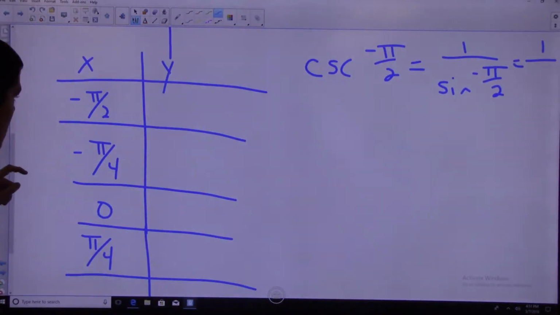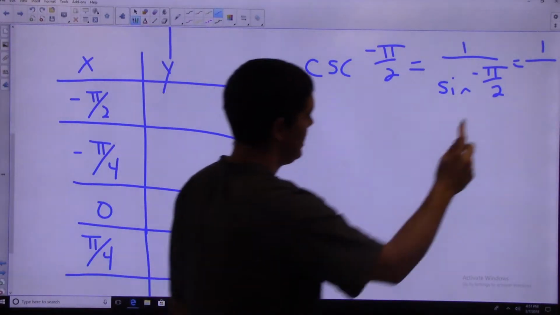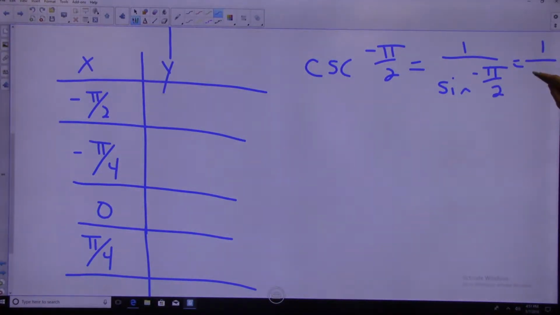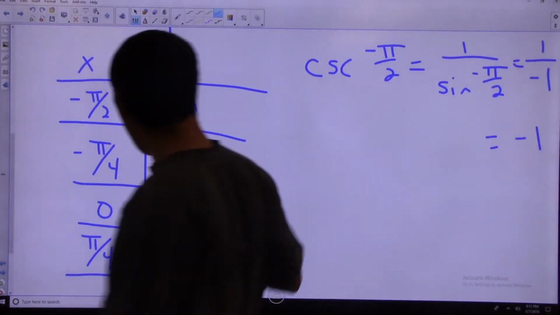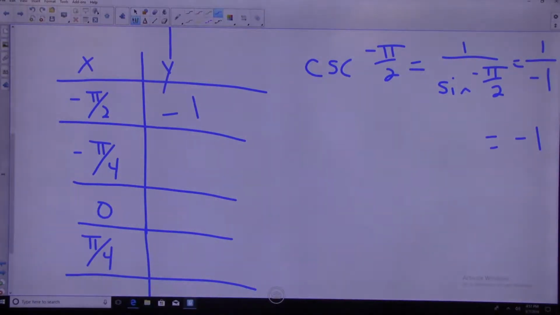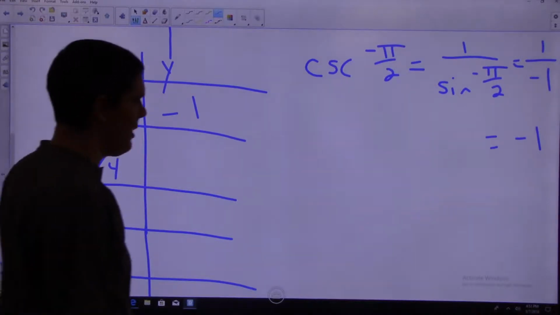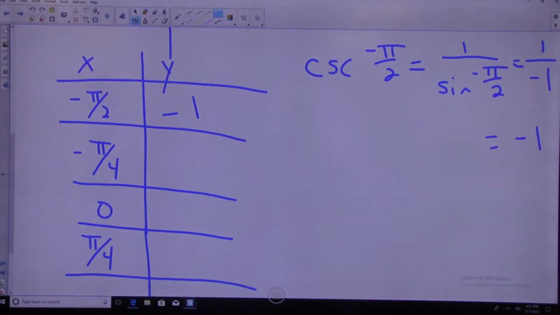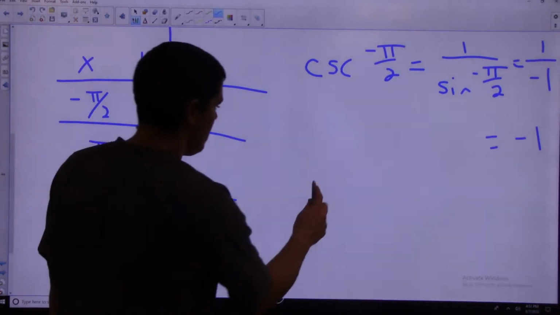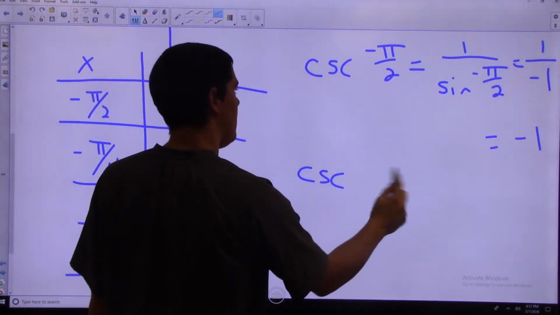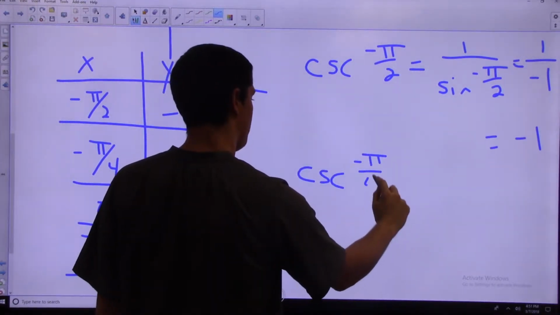All right, so here we go. Sine of negative pi over 2 is negative 1. 1 divided by negative 1 is negative 1. There we go. So we know the y value here. Let's keep it going. How about this? Cosecant of negative pi over 4. Let's try to figure that out.